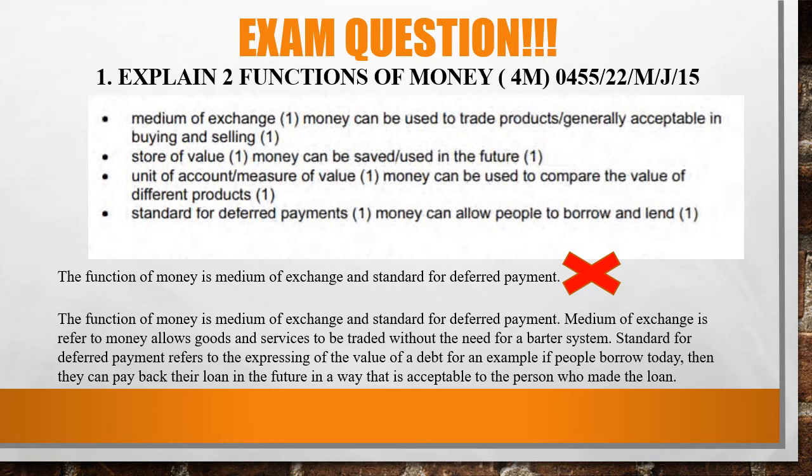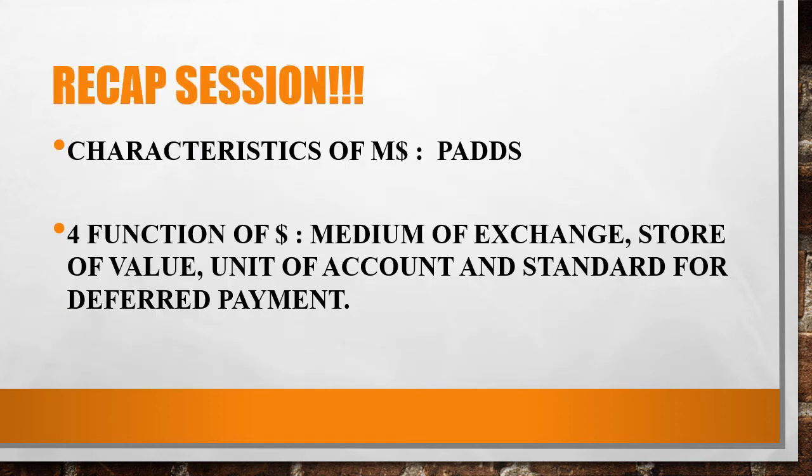For example, the functions of money are medium of exchange and standard for deferred payment. Medium of exchange refers to money allowing goods and services to be traded without the need for a barter system. Standard for deferred payment refers to the expressing of the value of a debt. For example, if people borrow today, they can pay their loan in the future in a way that is acceptable to the person who made the loan. Well, this is how you get your 4 marks.